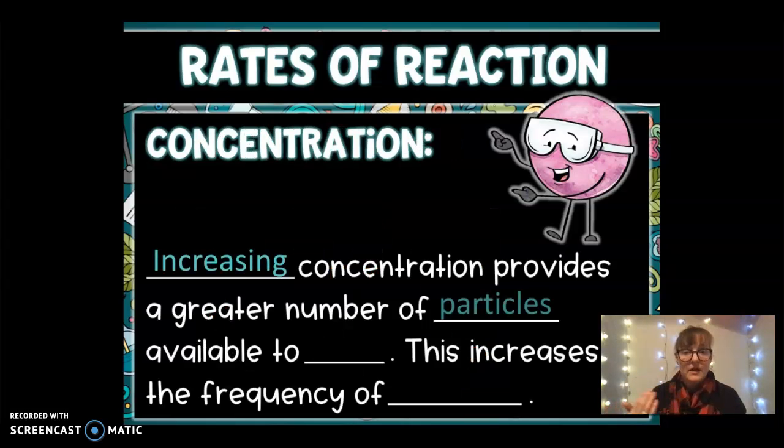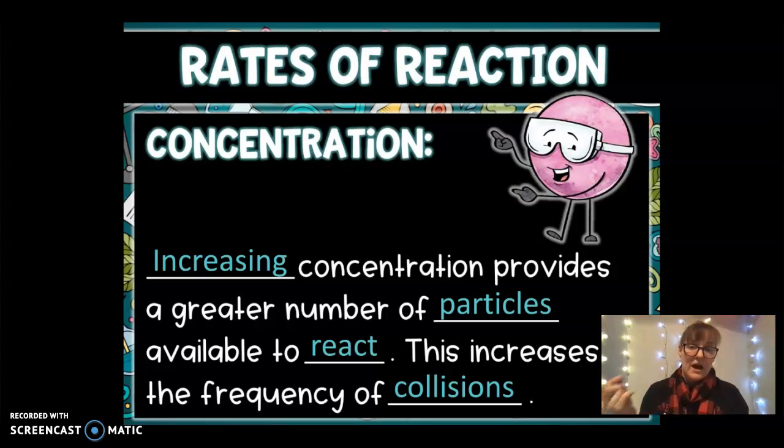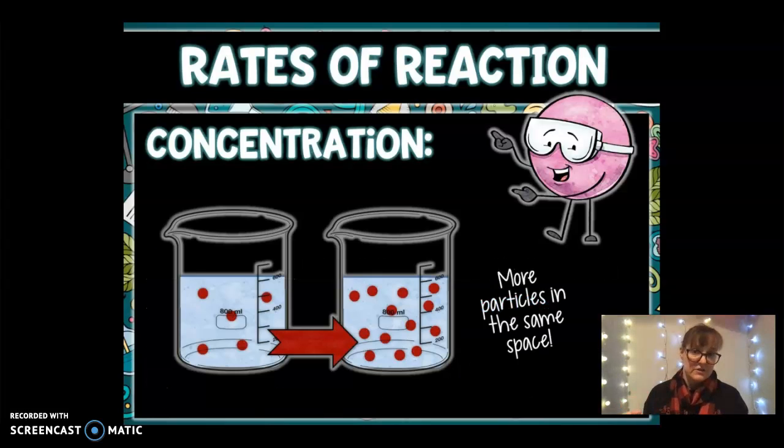So how can you do that? If you increase the number of particles available to react, you should be able to increase the collisions. And you can do this by increasing the concentration. More particles there to react, more collisions will occur. You will speed up the reaction. So if you have more particles there, the reaction will go faster. If you want it to go slower, you can decrease the concentration. That's the opposite way.